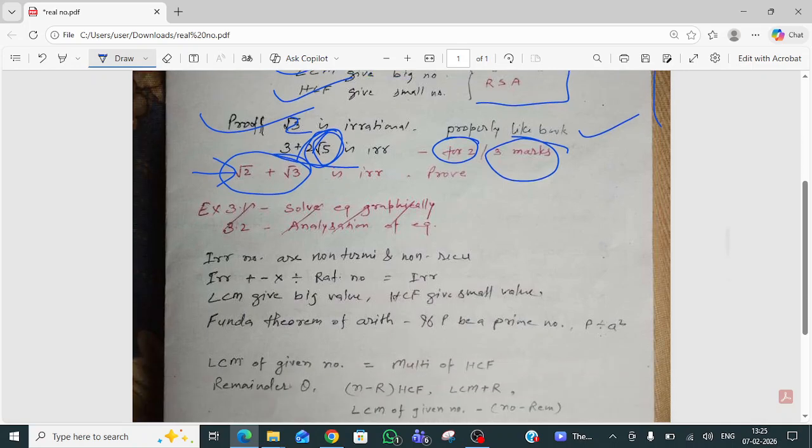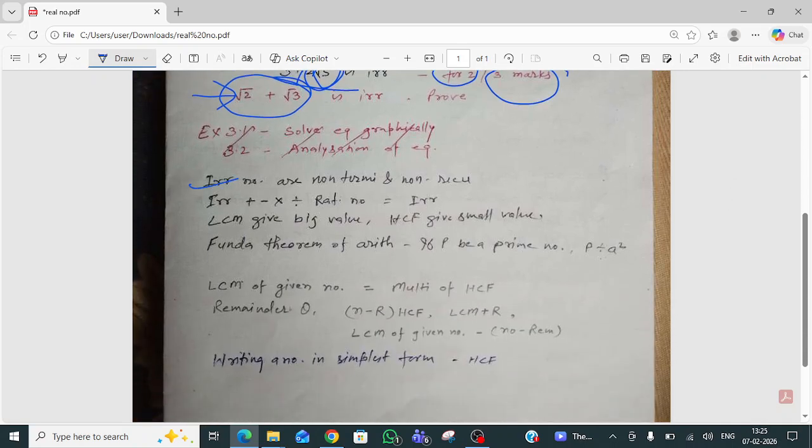Now, the next thing is we have to know about irrational numbers. Irrational numbers are non-terminating and non-recurring. The definition of an irrational number is a number which cannot be written in p by q form, where p and q are integers and q is not equal to 0. Second, if you add an irrational number with a rational, the answer will be irrational.